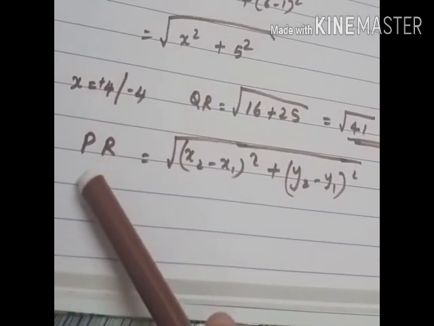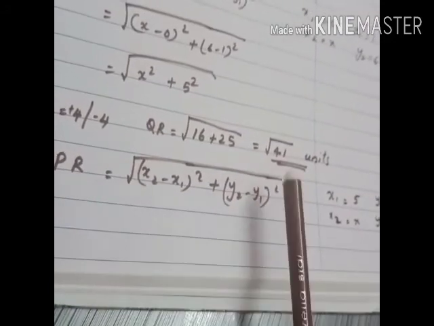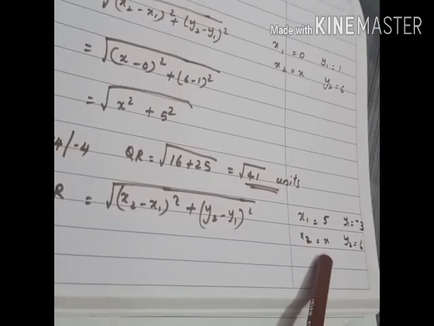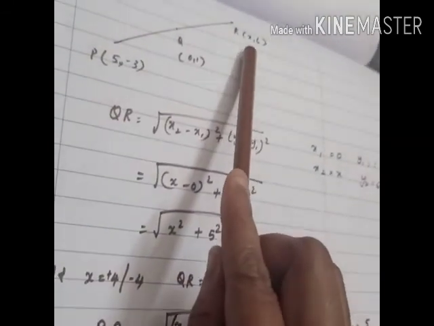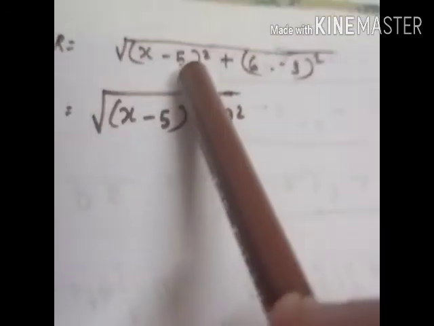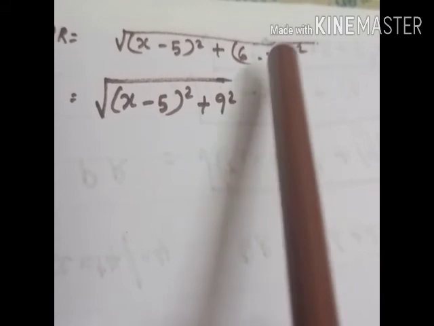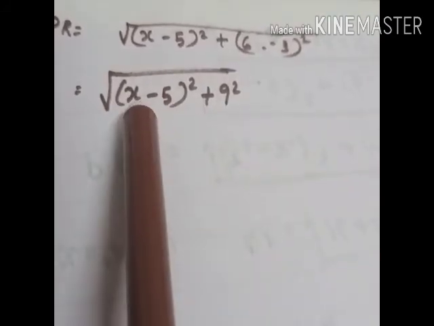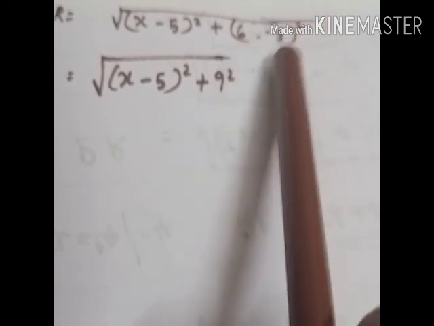Next we have to find the distance PR. For that also we can use the distance formula. In the case of PR, x1 is 5, y1 is negative 3, x2 is x, y2 is 6. Substituting those values, that is the square root of (x minus 5) whole square plus (6 minus 3) whole square, which equals the square root of (x minus 5) whole square plus 9 square, since 6 minus negative 3 is 6 plus 3, that is 9.